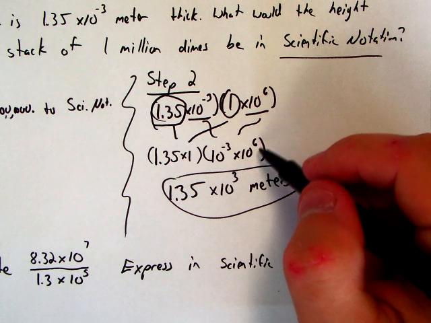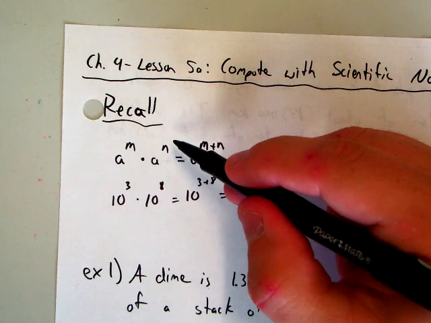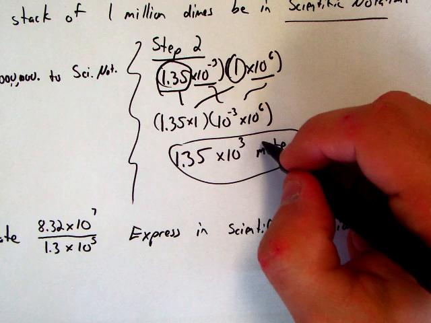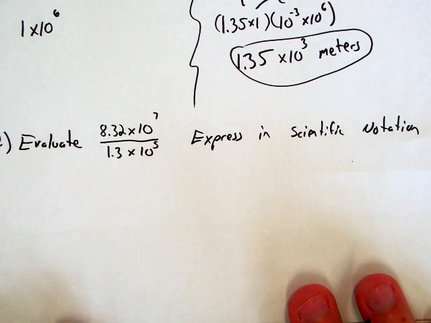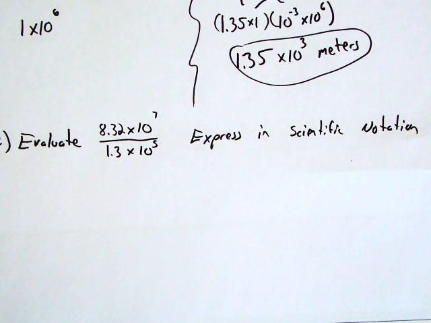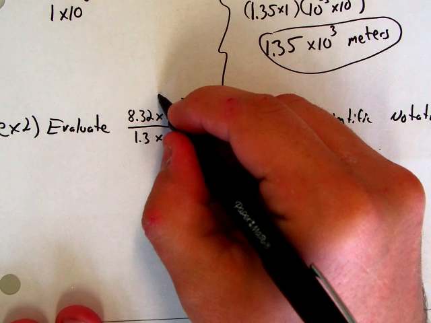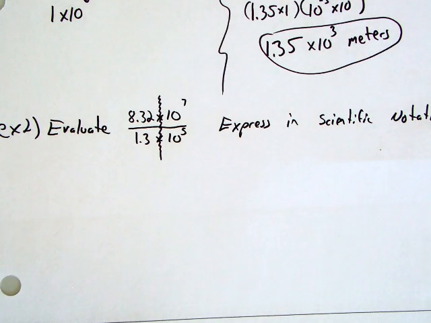And I'm going to use my product of powers property, which is this one right here. Two bases multiplied together, I add the exponents. And then I combine those two next to each other again. So let's look at example 2. Very, very similar. It says express 8.32 times 10 to the 7th divided by 1.3 times 10 to the 5th and express in scientific notation. Now, what I really like to do is I like to take like a little squiggly line here and separate right on that multiplication sign the powers of 10 from the factors out front.